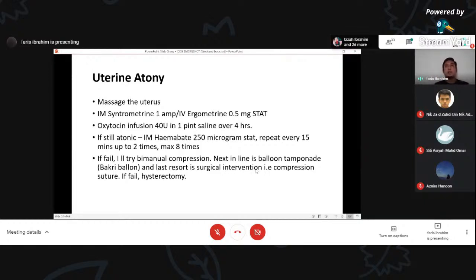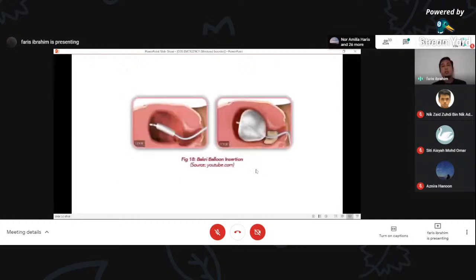And then the next in line is balloon tamponade. Balloon tamponade ni dia macam satu wayar, hujung dia ada balloon tau. Balloon you masukkan dalam uterus tu, and then you masukkan saline, and then the balloon tu daripada deflate dia akan inflate, and then compressing on top of the uterus. So bila dia compress tu sama juga dia nak limit the blood flow. Okay, so daripada medical management, 3 drugs tadi, you pergi kepada bimanual compression, and then you pergi kepada Bakri balloon tamponade. Then let's say if it still fail, then only you do a surgical intervention.